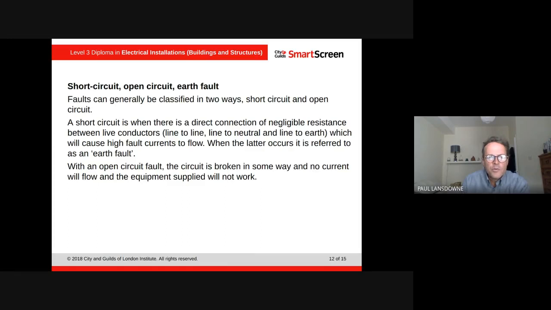With an open circuit, the circuit is completely broken in some way and no current will flow. So the equipment supply will not work. So it will seem like there is no supply getting to it.